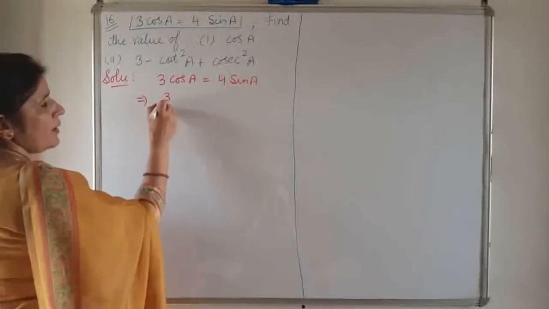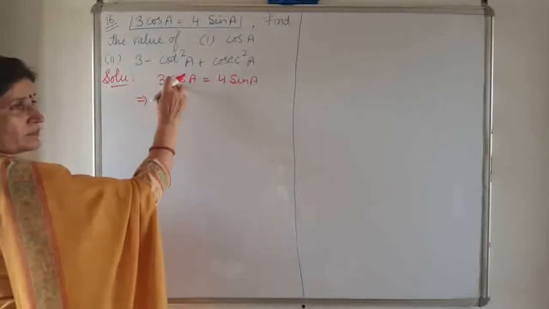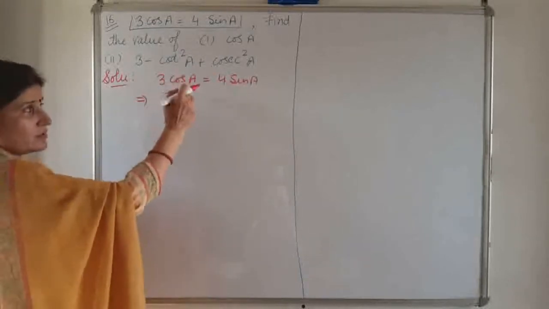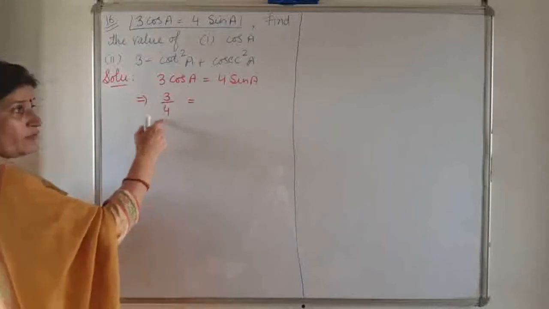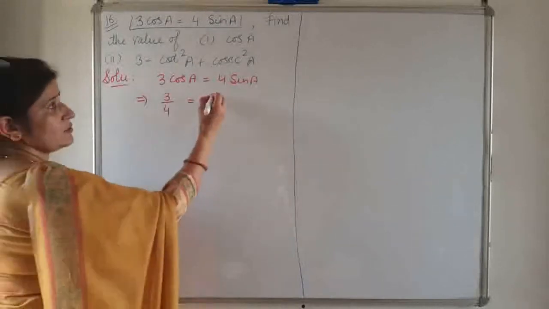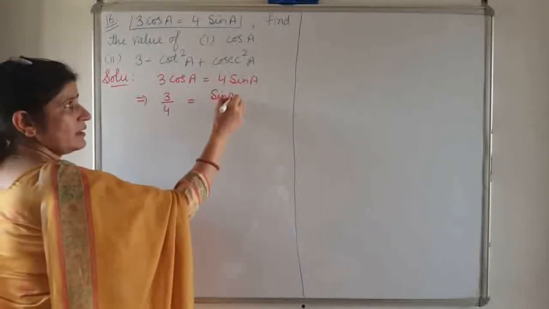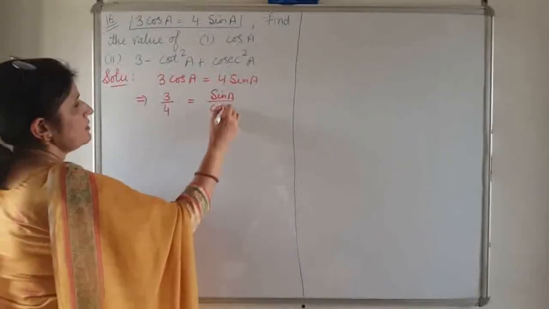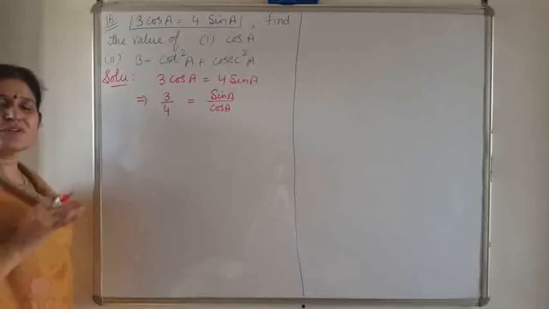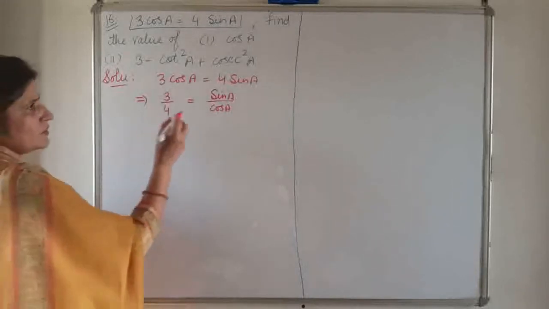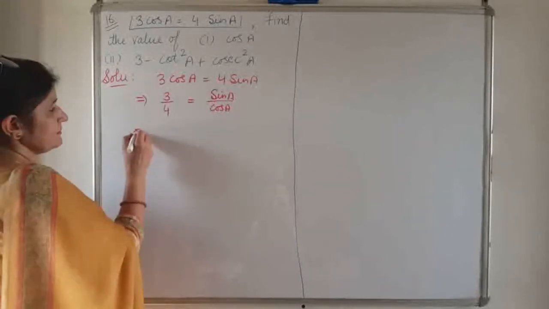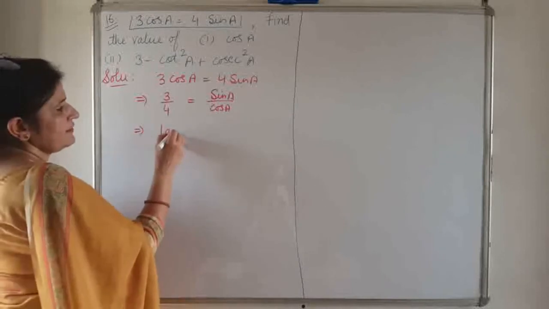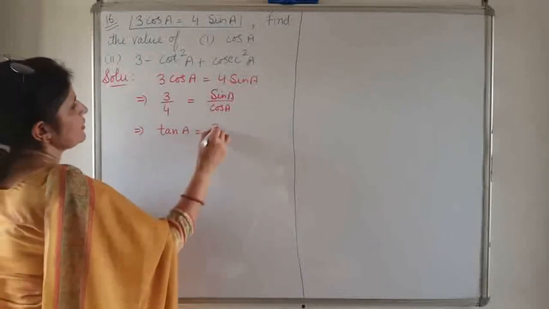We'll take numbers on one side and angles on one side. So 3 upon 4. Now this is in product. See, from here 4 we have taken to this side. So sin A is here already, so this cos will go down. Otherwise, if you write it wrong at the start, the whole sum will be wrong then. Sin A upon cos A means tan A equals 3 over 4.